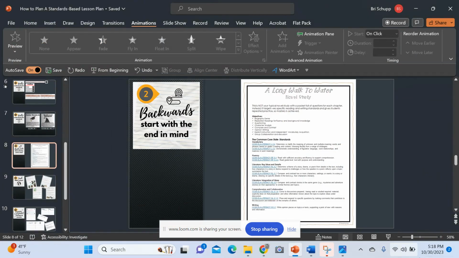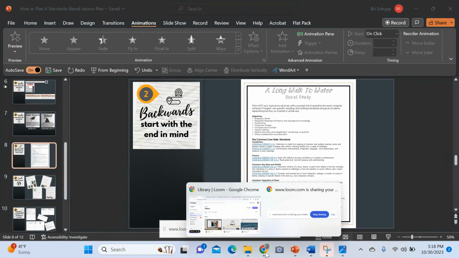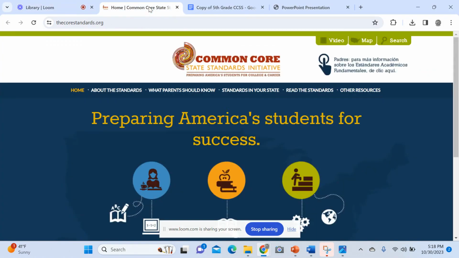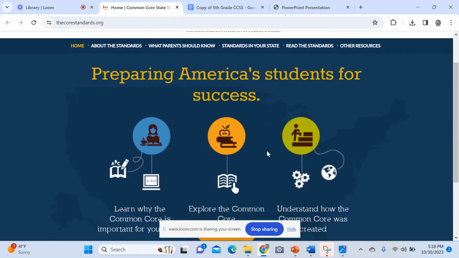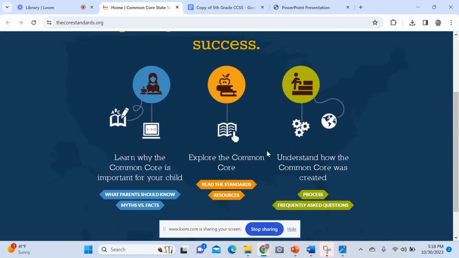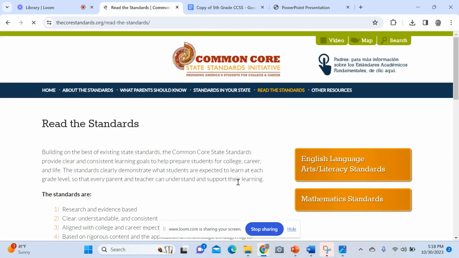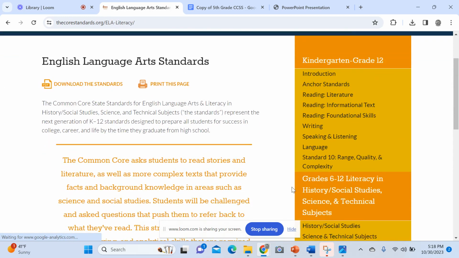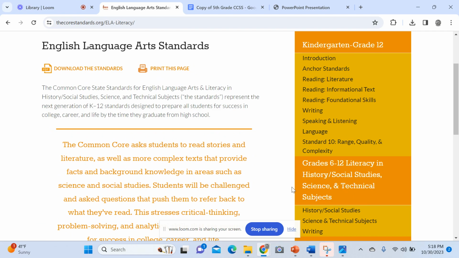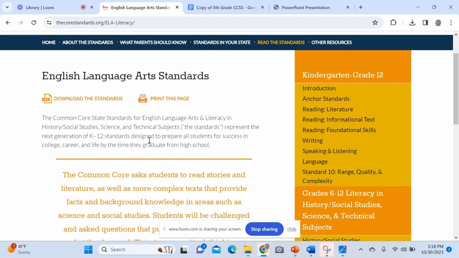I'm going to switch screens for a second and jump to the Common Core State Standards so you can see what it would actually look like. This is corestandards.org, and we are going to go to read the standards. Today we're going to look at the English language arts, and we have 2 choices here. We can download the overall standards so that we see it broken down into the substandards and the grade levels like I just showed you.